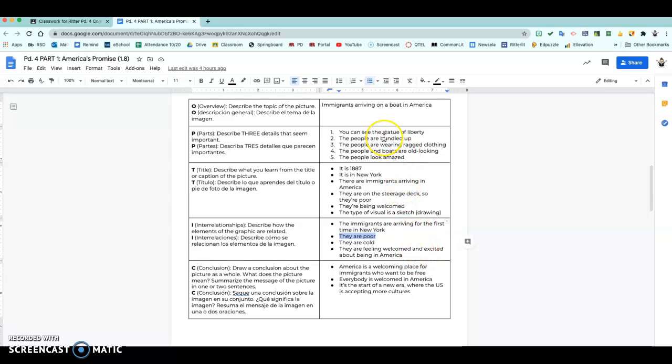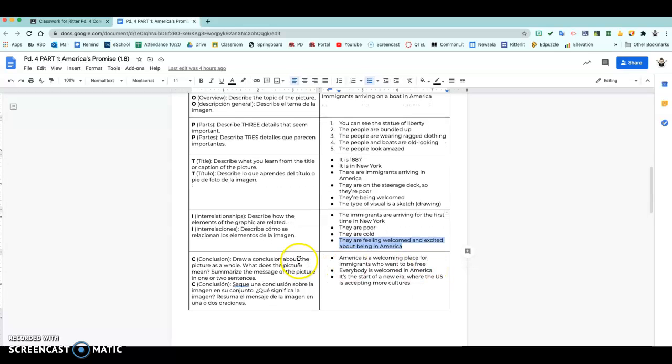Because they are bundled up and there seems to be a storm in the sky, we can infer that they might be cold or that they came from somewhere that was cold. And from their facial expressions, we might infer that they're feeling welcome or excited about being in America. So finally, the conclusions. There is not always one particular answer that works better than another. It is interpretive. But here were some of the suggestions that classmates came up with.